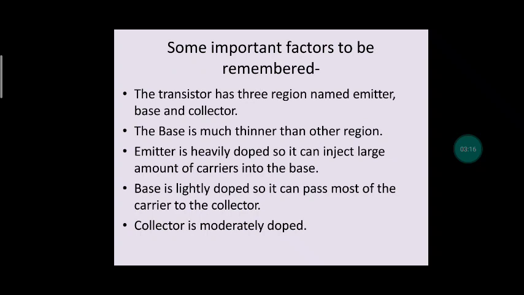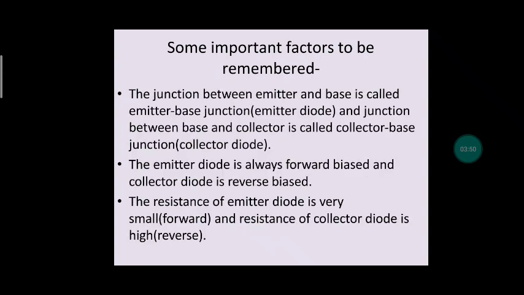Next, an important parameter: the base is a thin layer, and the emitter is heavily doped, so that a large amount of carriers can be injected into the base. The base is lightly doped, so it can pass most of the carriers on to the collector. The collector is moderately doped. So the emitter is heavily doped, the base is lightly doped, and the collector is moderately doped.